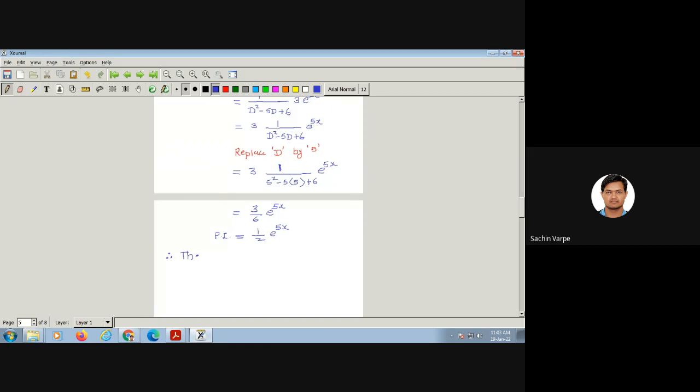Therefore, the complete solution or general solution is y equal to CF plus PI. We write the complementary function as c1 e to the power 2x plus c2 e to the power 3x, plus half e to the power 5x.